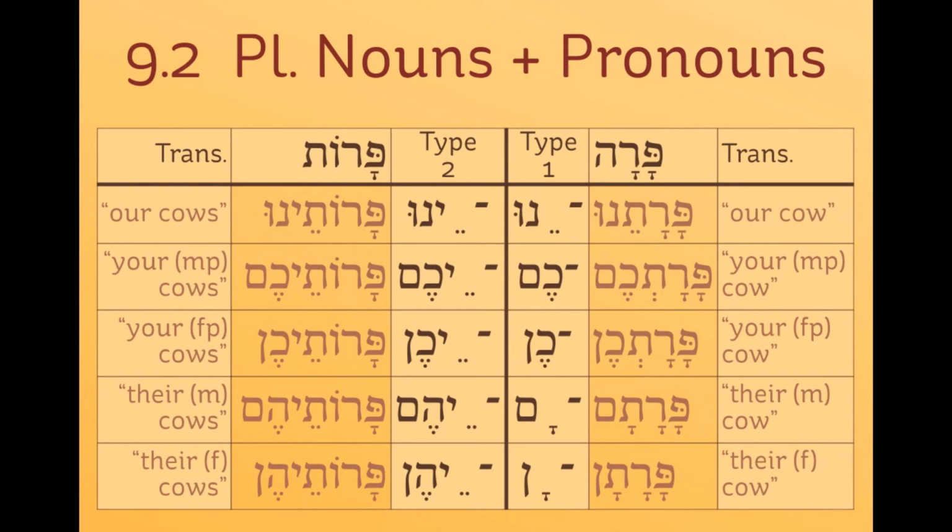And here we have the plural, type 1 and type 2 attached pronouns, reading off each pair. Paratenu, our cow, parotenu, our cows. To a group of men, paratchem, your cow, parotechem, your cows. To women, paratchen, your cow, parotechen, your cows. About men, paratam, their cow, parotehem, their cows. About women, paratan, their cow, parotehen, their cows.